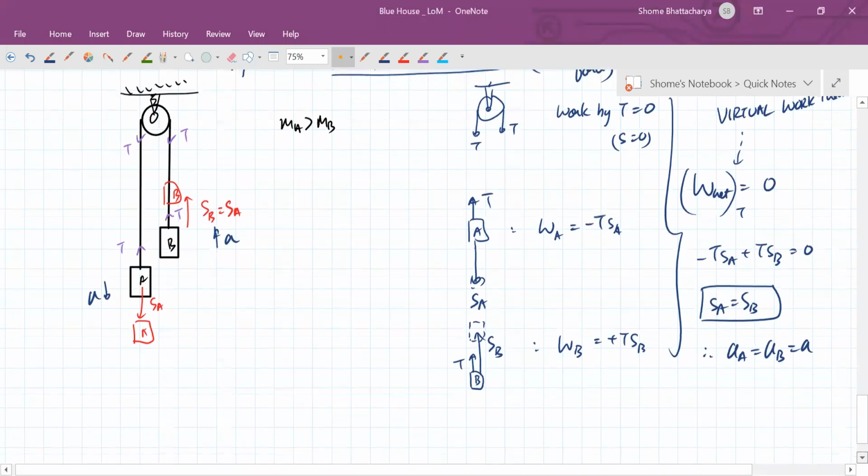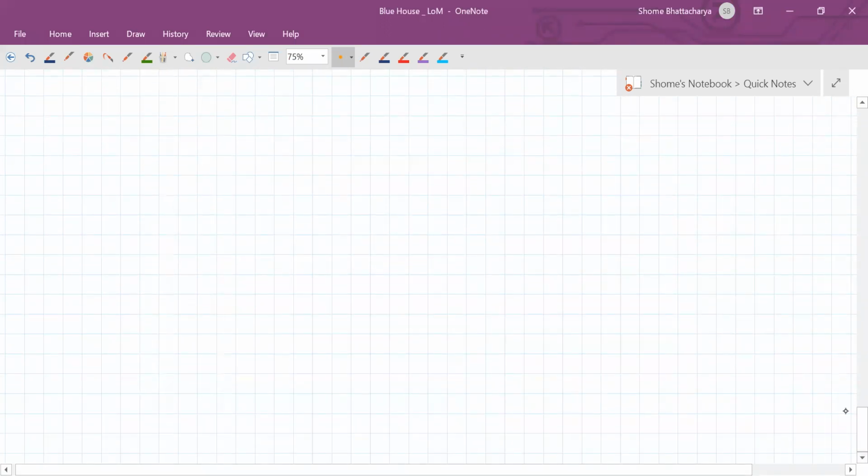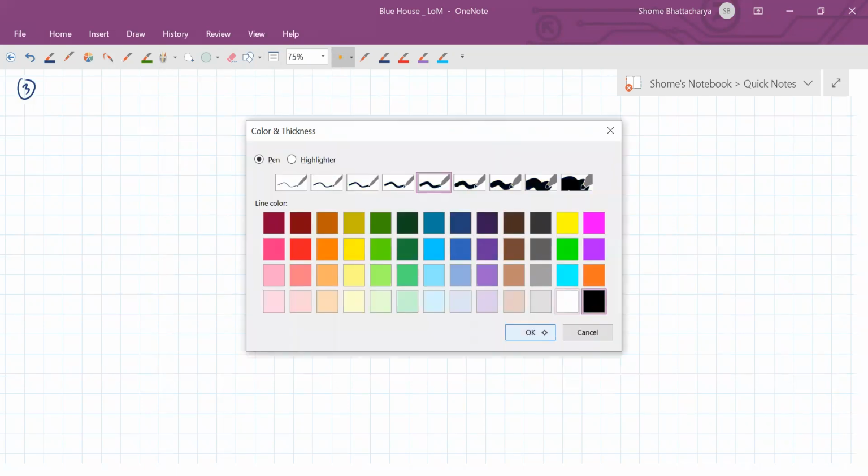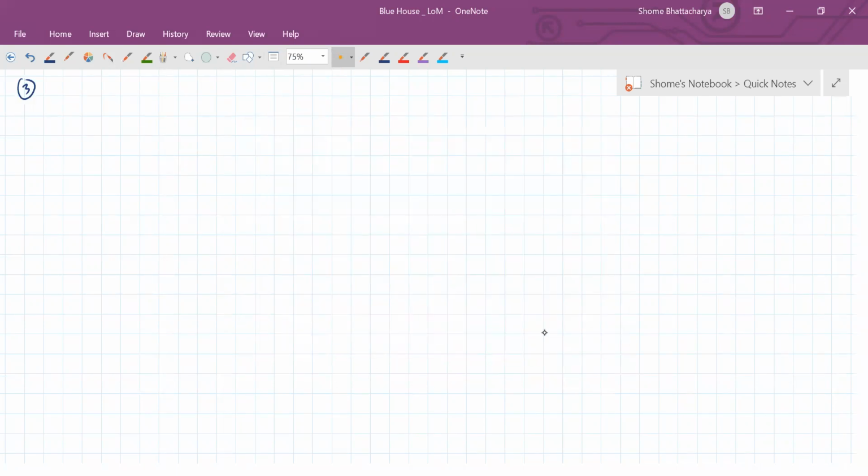Okay, now let us come to something where there is a bit more complication in the form of a system of pulleys. Okay, write down fast.